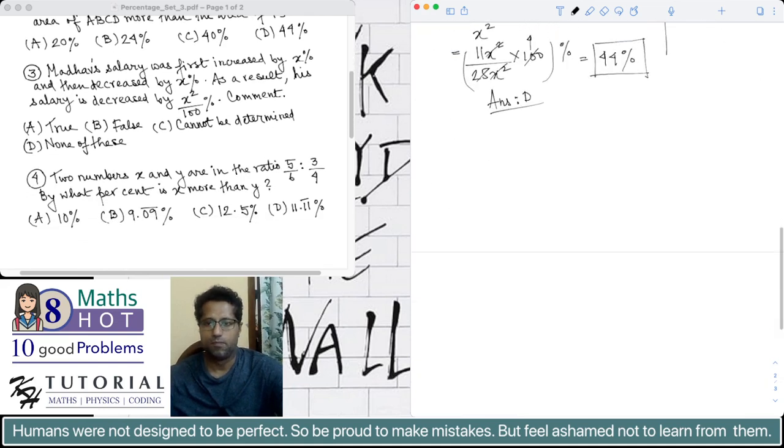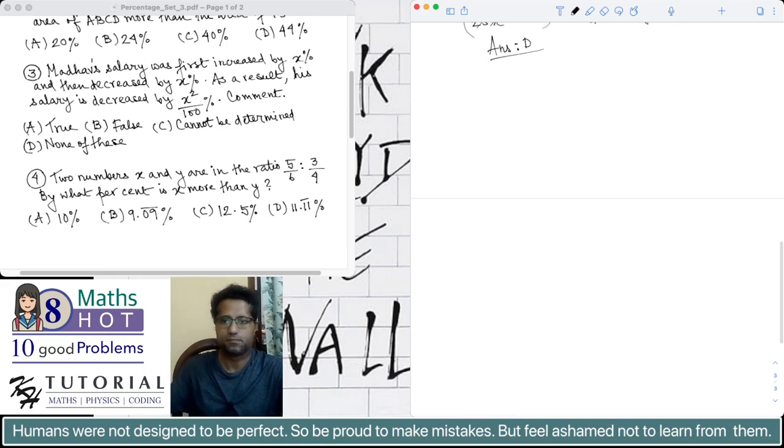Okay, let's do problem number 3. Madhav's salary was first increased by X% and then decreased by X%. As a result, his salary is decreased by X square by 100%. Comment. So we have to comment whether this statement is either true or false, or cannot be determined, or none of this. So what is the problem given? It is said that Madhav's salary was first increased by X%. Now X is some variable unknown.